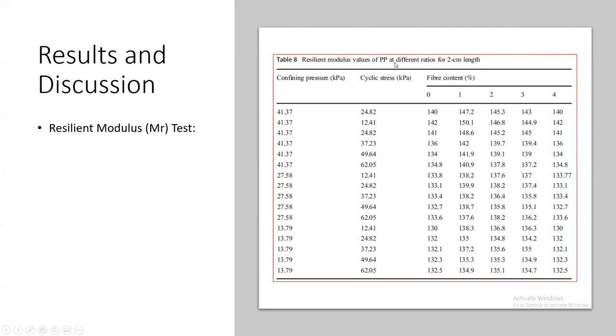However, with adding PP to the material for the 2 centimeter length, we can see for the same results that it is improved, but then it has been reduced, or we can say it is not that much. So the resilient modulus for the PP is showing an improvement. However, it's not clear exactly if we have a resilient modulus at the early stage.